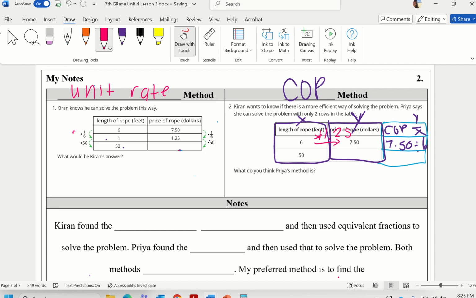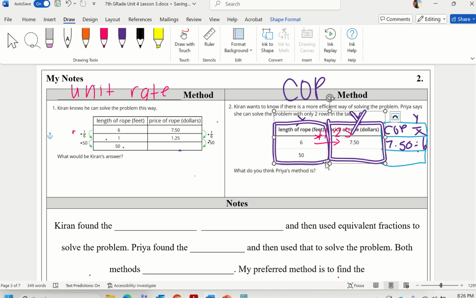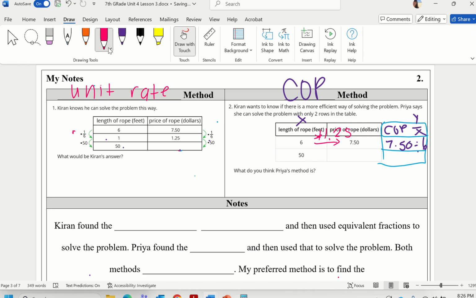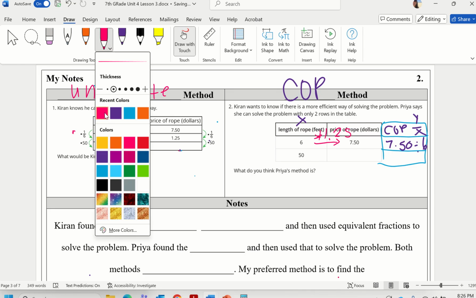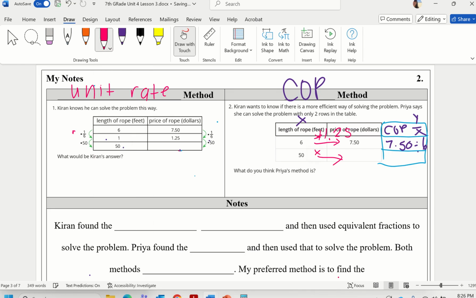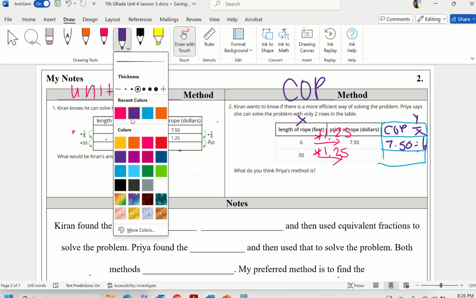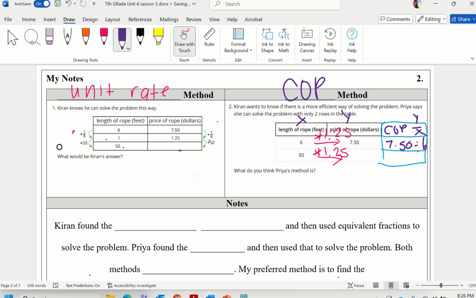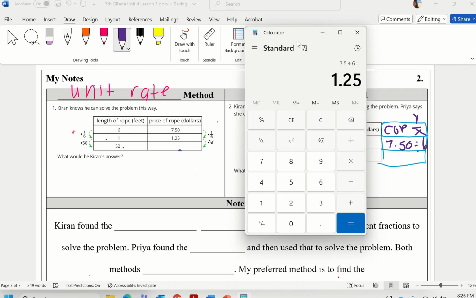So now I can easily solve this, and I can easily figure out how much 50 feet of rope cost by doing 50 times my COP, which is 1.25. So I'm going from x to y by multiplying by my COP, which we found is 1.25. So again, get that calculator up and type along with me.